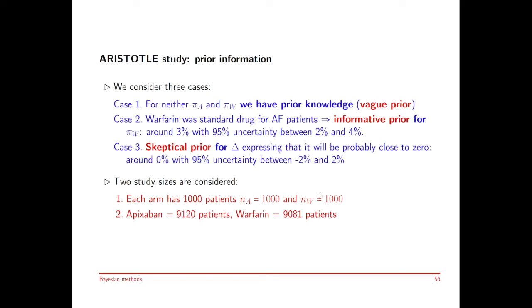And in the third case, we take a skeptical prior for delta. That expresses that we doubt that the new medication, apixaban, is actually better than warfarin. We do that by giving it a prior around 0, with 95% uncertainty between -2% and 2%. And we considered two study sizes: first, a smaller study size than the original, and then second, the original study size.